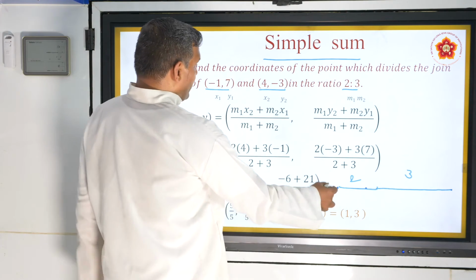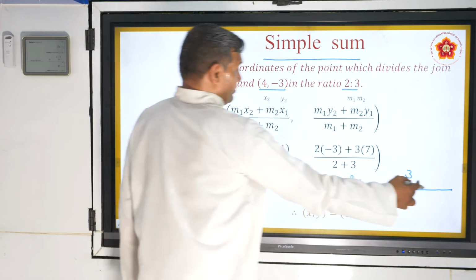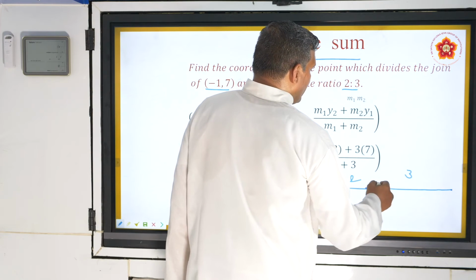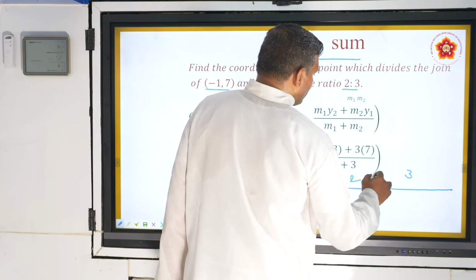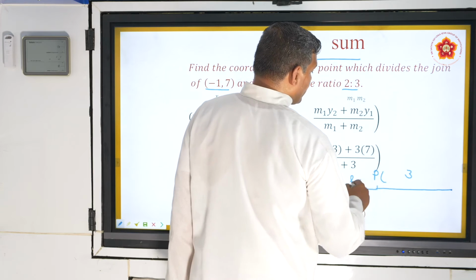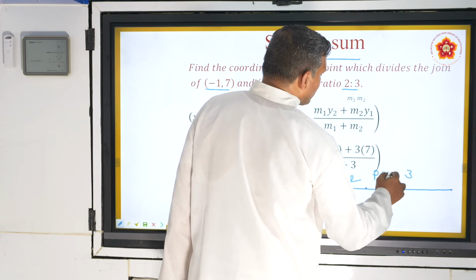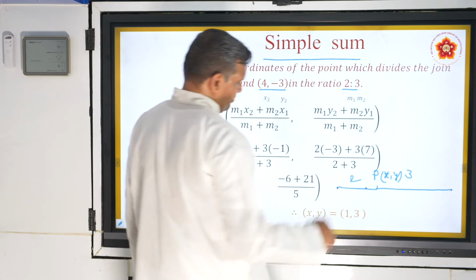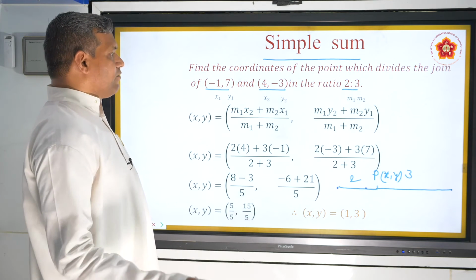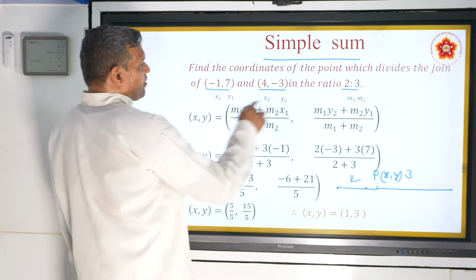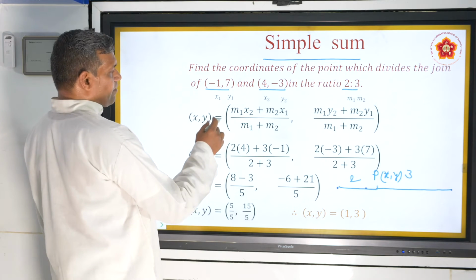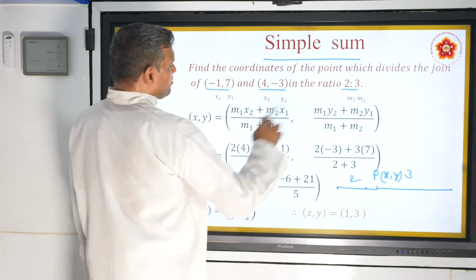The coordinates of this point are (minus 1, 7), and this point is (4, minus 3). You are supposed to find the coordinates of this point, and if you call this point P, it got divided in some ratio. Its coordinates are x and y, which you don't know and have to find. So what is the way out? See how simple it is. This is nothing but your formula. Remember, what is the formula? 1, 2, 1, 2.